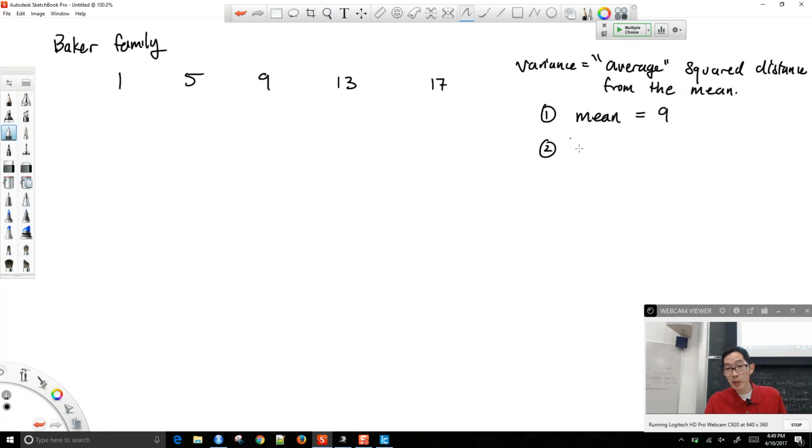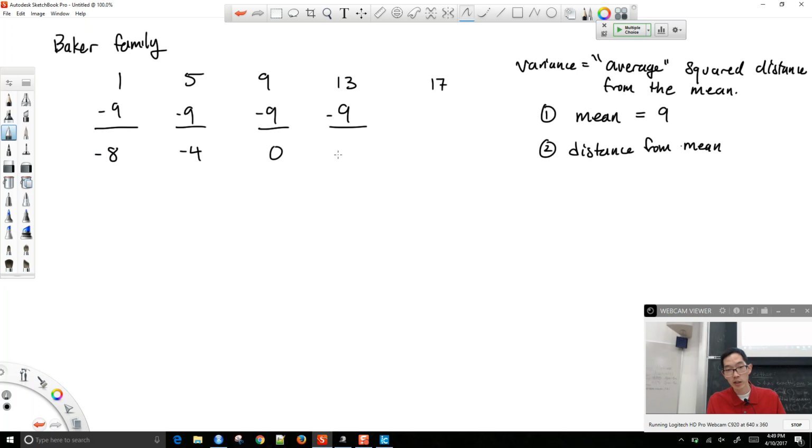Step 2 will be to find the distance from the mean. How far is 1 away from the mean? It's 8 below. How far is 5 from the mean? It's 4 below. How far is 9 from the mean? It's right at the mean, so its distance is 0. How far is 13 from the mean of 9? 4 points away. How far is 17 from the mean of 9? It's 8 units away. So that is the distance from the mean.